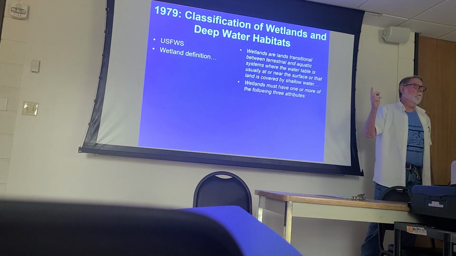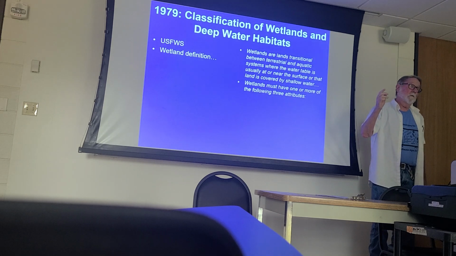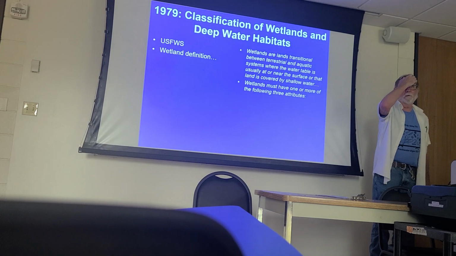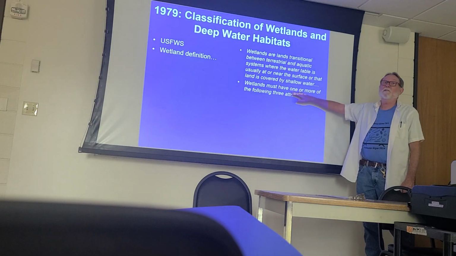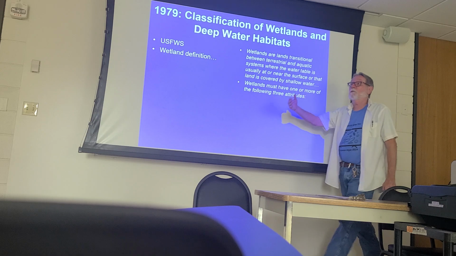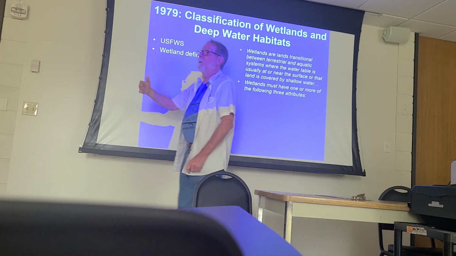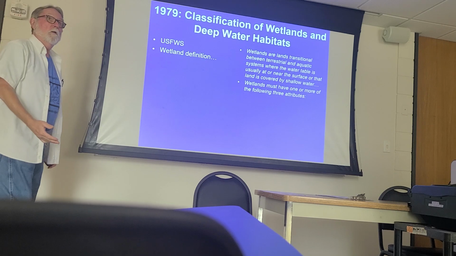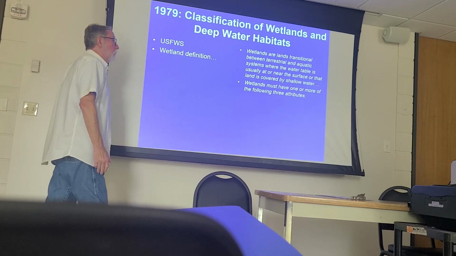The other definition of wetlands is called jurisdictional wetlands. That's the one you hear about all the time, people destroying wetlands and all this. That definition says must have all three. And so there are things that an ecologist would call a wetland that a court of law would say, no, it's not. Okay, and what are those three things?